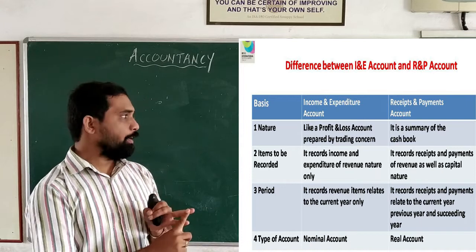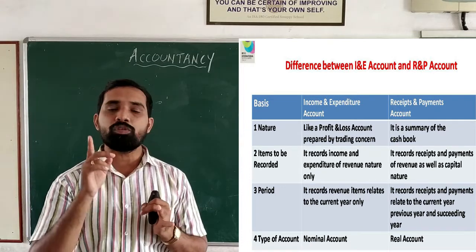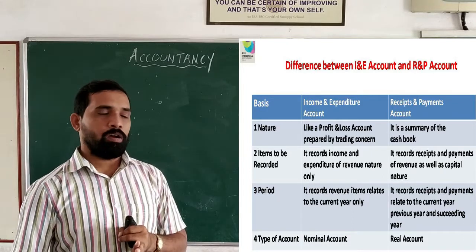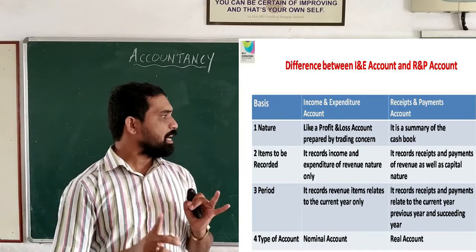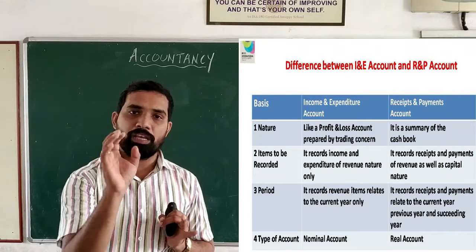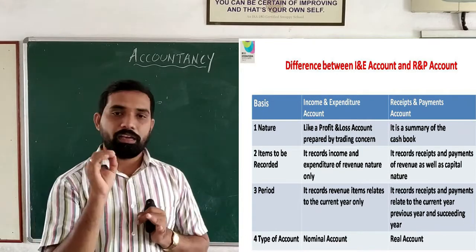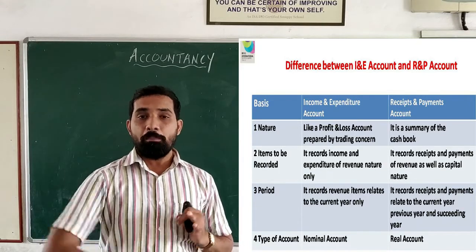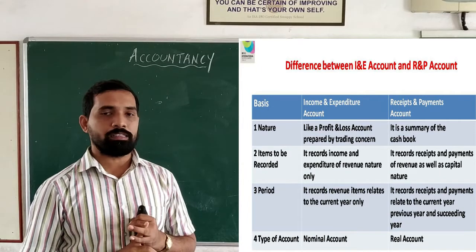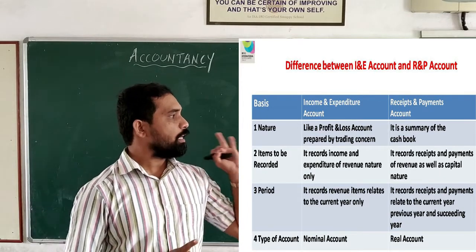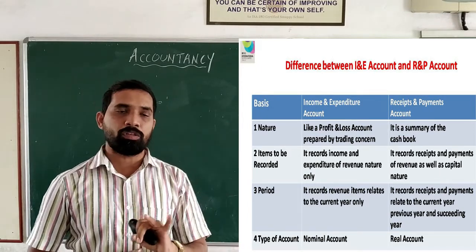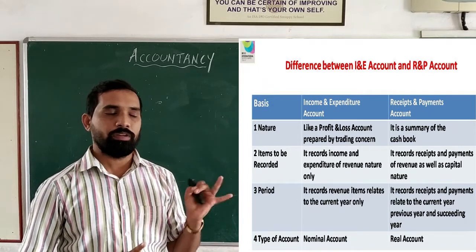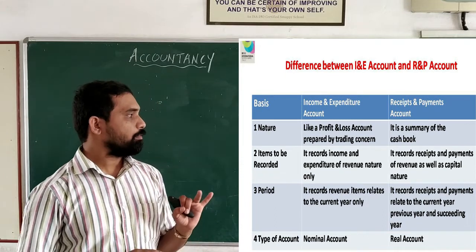And the second point, on the basis of items to be recorded. Income and expenditure account records income and expenditure of revenue nature. But in case of receipts and payments account, it records the receipts and payments of both revenue and capital nature.